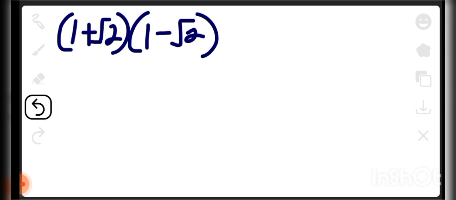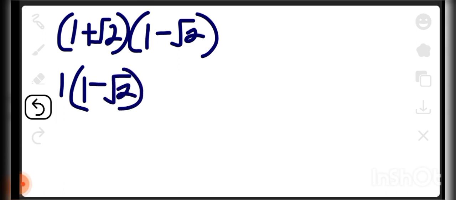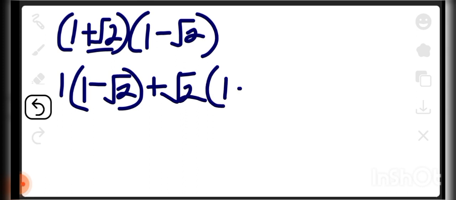So let's go. That'll be 1 times 1 minus root 2. Then you take that plus root 2 again, plus root 2 times 1 minus root 2. If it is minus root 2, you still have minus root 2 here. This sign is very, very important. It must go with this second one.